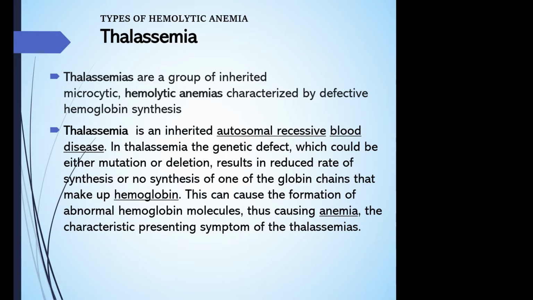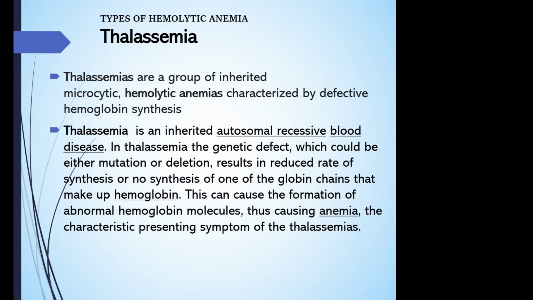Microcytic hemolytic anemias are characterized by defective hemoglobin synthesis. So here we observe that there is defective hemoglobin synthesis. Thalassemia is an inherited autosomal recessive blood disease. In thalassemia, the genetic defect, which could be either a mutation or deletion, results in a reduced rate of synthesis or no synthesis of one of the globin chains that make up hemoglobin. So this can cause the formation of abnormal hemoglobin molecules. Therefore, it causes the anemia, the characteristic presenting symptom of thalassemia.